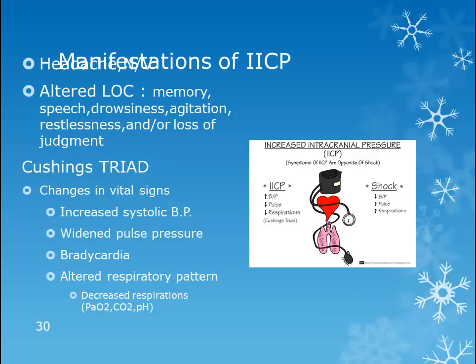Manifestations of increased intracranial pressure: headache, nausea, vomiting, altered level of consciousness, memory, speech, drowsiness, agitation, restlessness and/or loss of judgment. Cushing's triad, change in vital signs: increased systolic blood pressure, widened pulse pressure, bradycardia, altered respiratory patterns, deep respirations.